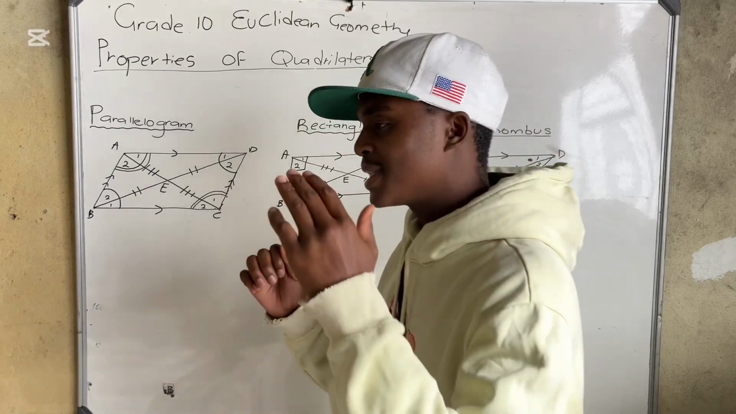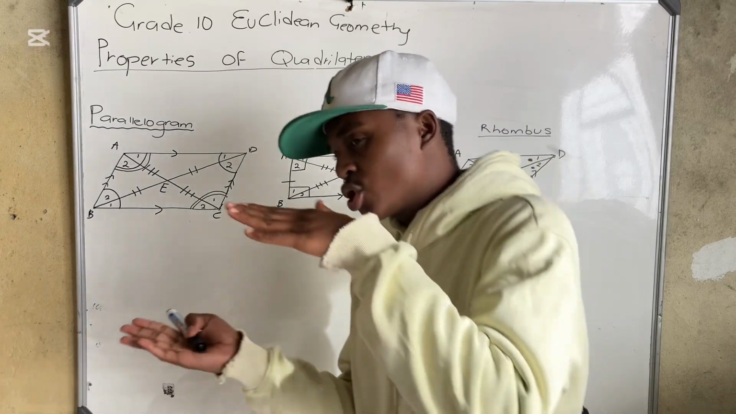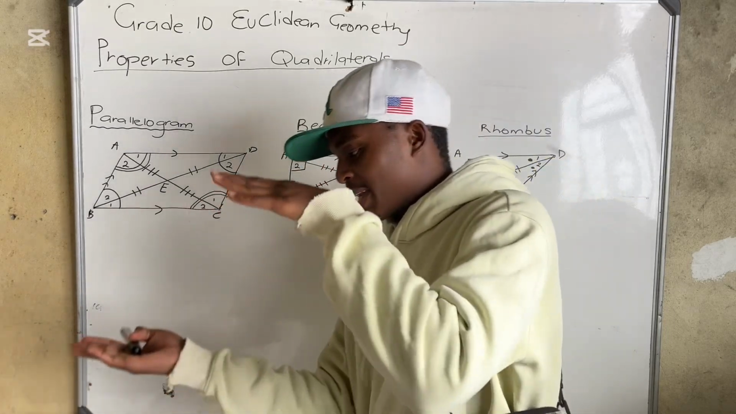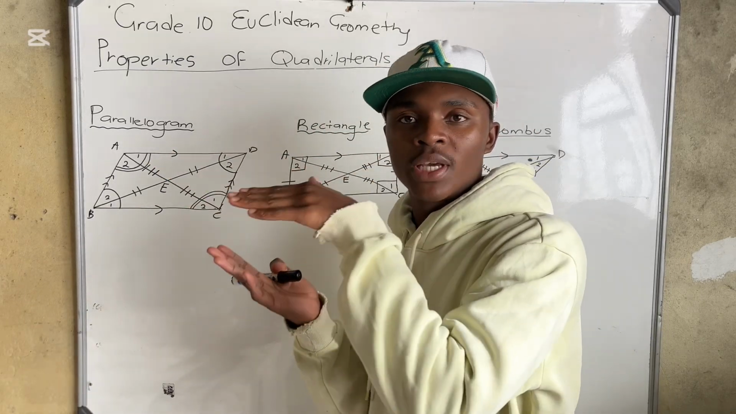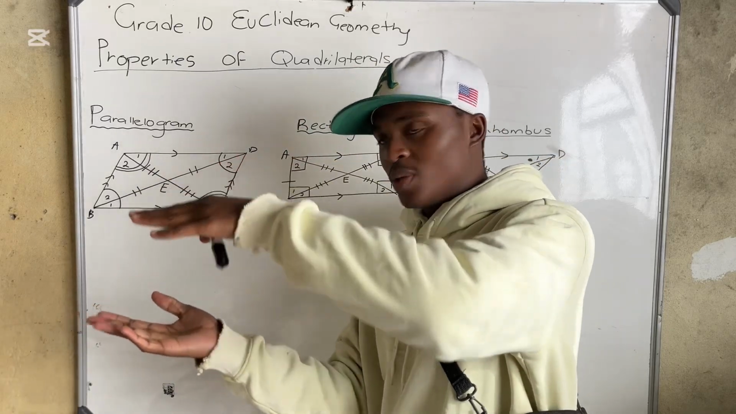A parallelogram, you will see it as if it's skewed a bit. It's like a rectangle, but it's skewed. It's not straight like this one. It's a bit skewed. It's like this. I wish I had a box to demonstrate for you so you can see what I'm talking about. So as you can see, it's a bit skewed.